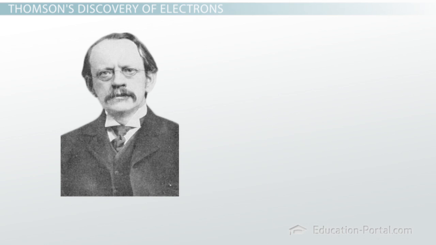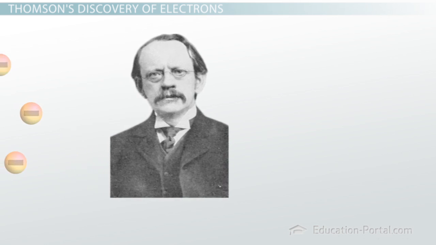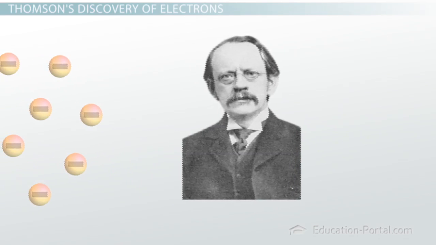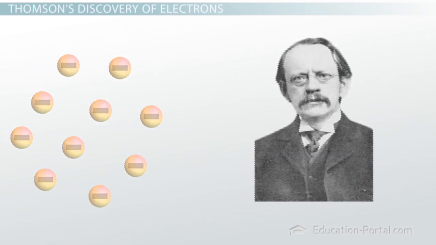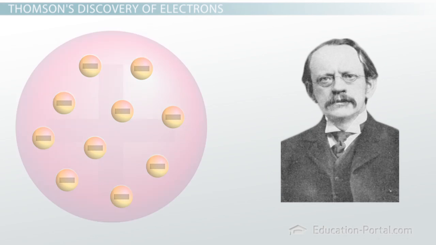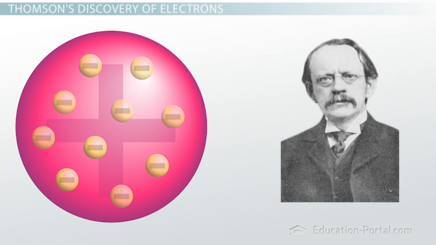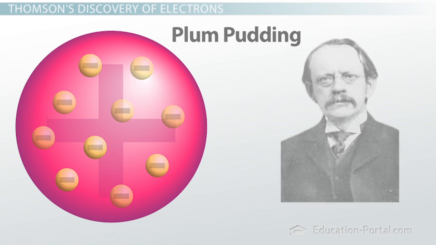Thomson went one step further and determined that these negatively charged electrons needed something positive to balance them out. So he determined that they were surrounded by positively charged material. This became known as the plum pudding model of the atom. The negatively charged plums were surrounded by positively charged pudding.